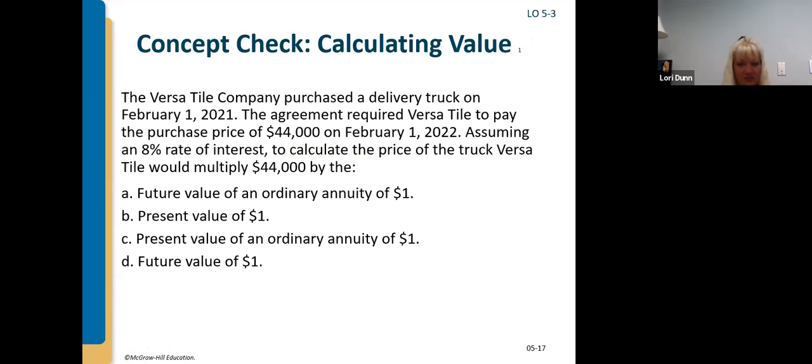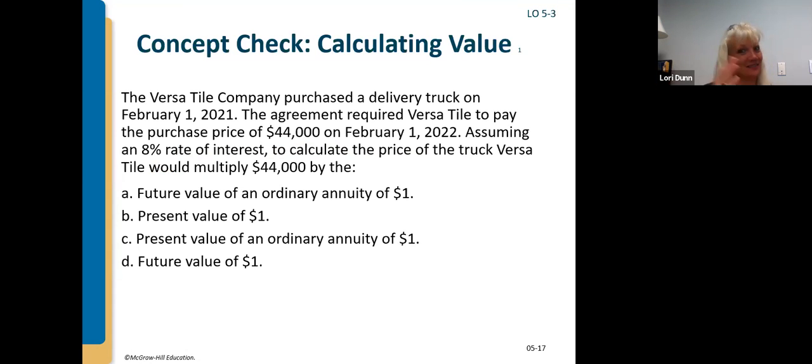So another one. Versatile Company purchased a delivery truck on February 1. The agreement required Versatile to pay the purchase price of $44,000. Here we go. February 1, 2022. 1 year from now. Assuming an 8% interest rate for loans normally, what was the price of the truck?